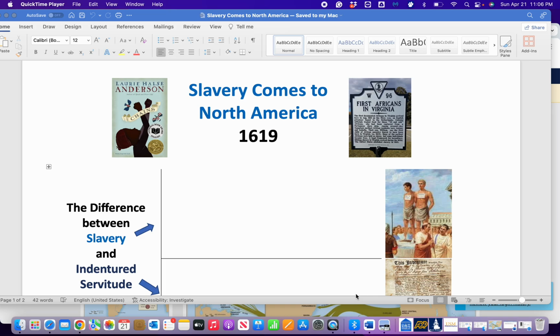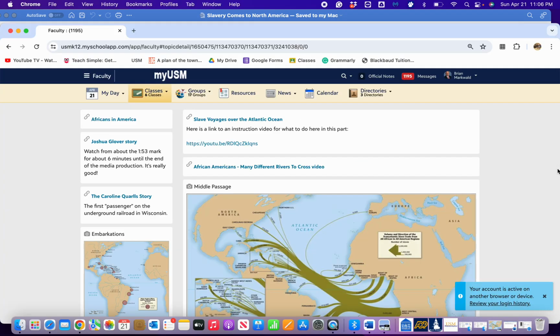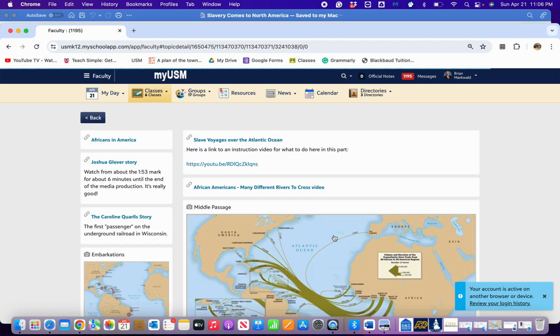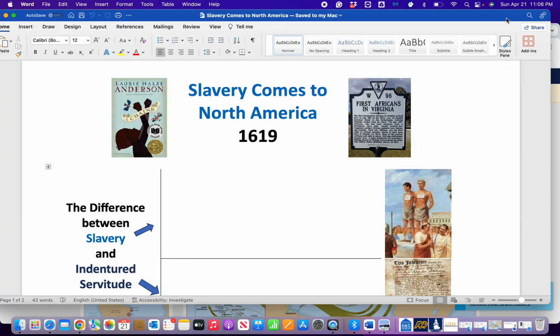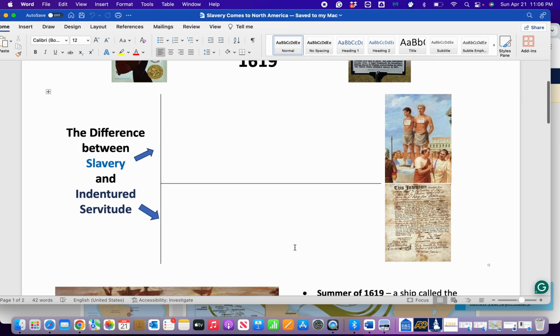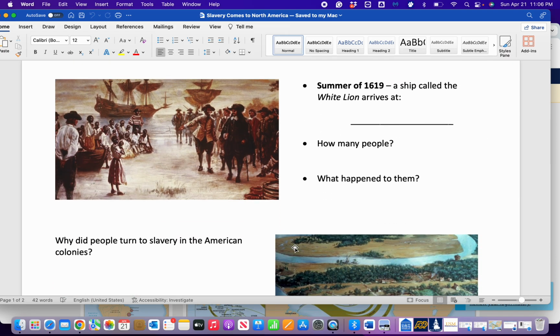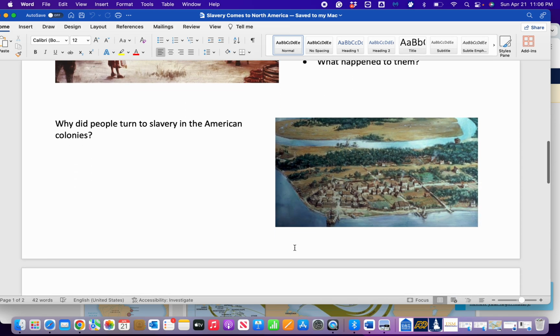So you're going to need this document, which is in your binder, and you're going to need our topics page for Slavery Comes to America. We're going to look at these topics today: the difference between slavery and indentured servitude, some of that of 1619, in which people arrived on that English privateer ship, legal as pirates, and then why did people turn to slavery in the American colonies?